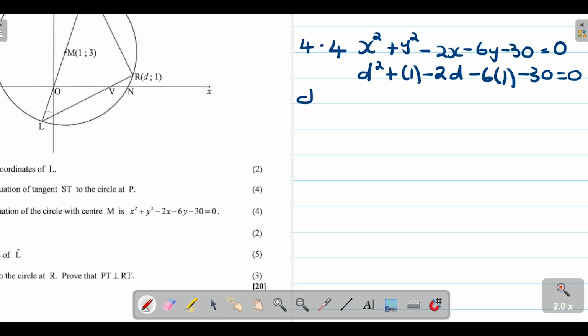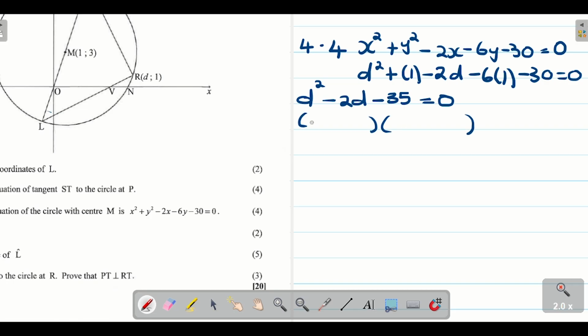So we're going to have D squared minus 2D. Then we'll have positive 1 and minus 6, which will give us minus 5. Minus 5 minus 30 is going to give us minus 35, which equals 0. So now we have a trinomial which we can factorize.